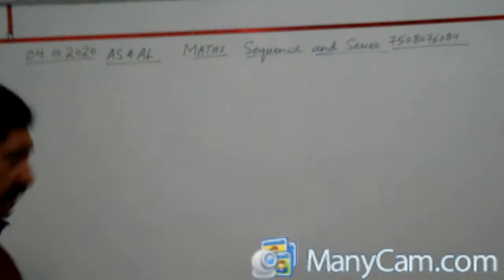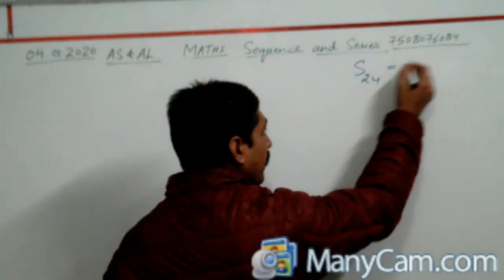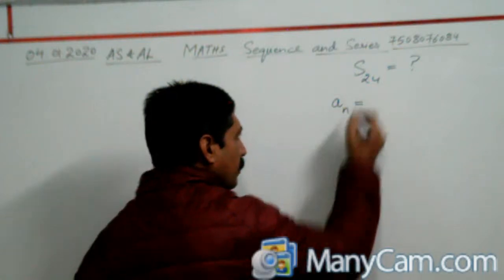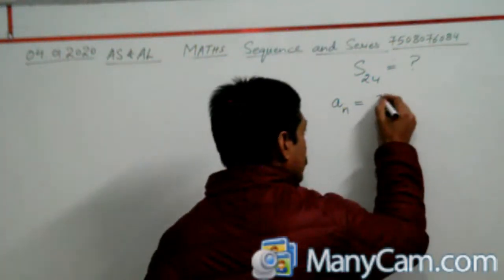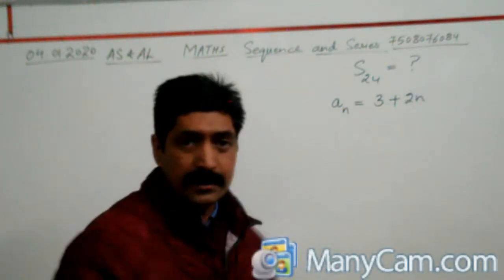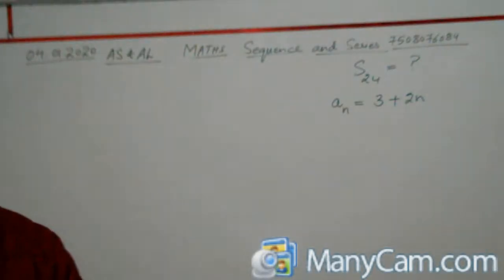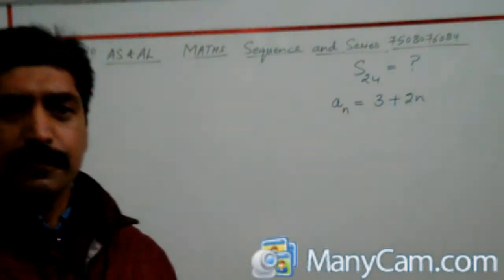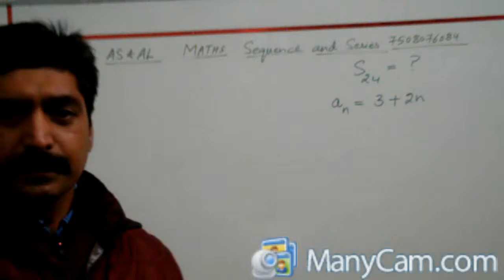We have to find the sum of 24 terms. The general term, that is aₙ, is equal to 3 plus 2n. This is the question. The general term of the sequence is given, and we have to find the sum of the first 24 terms of this sequence.